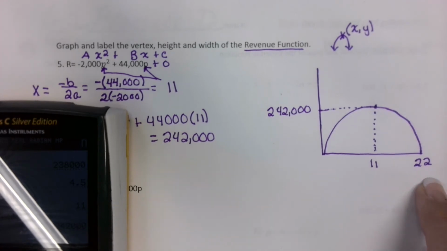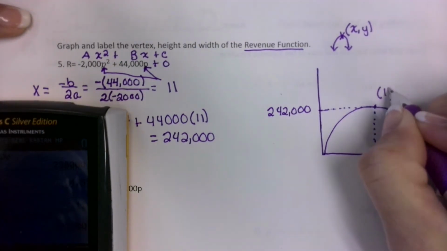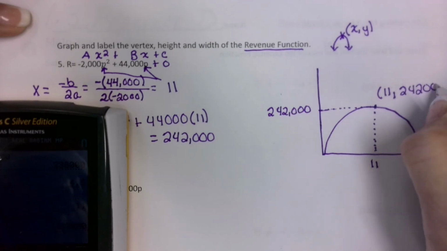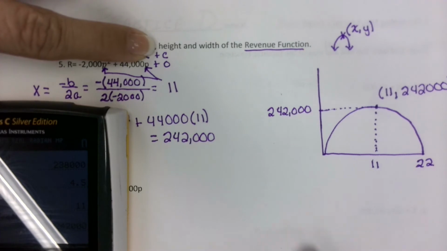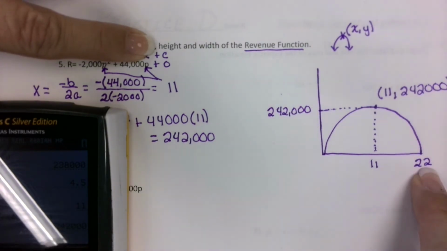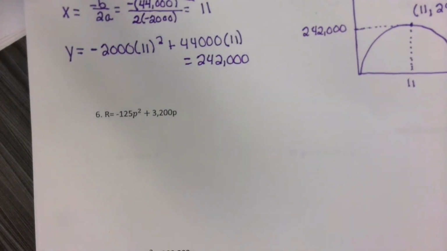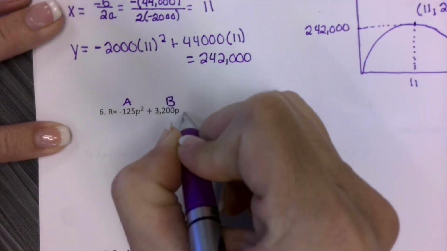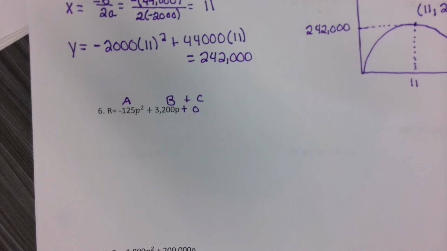So now we have the vertex, which is 11, comma, 242,000. We labeled the vertex. Here's the height, and here's the width. Let's do another one. Here's my ABCs, ax squared plus bx plus c. So c is 0.